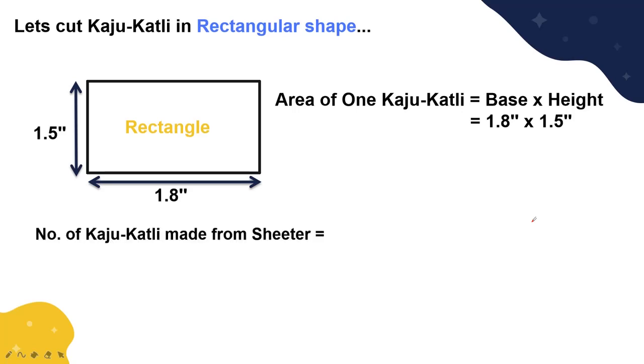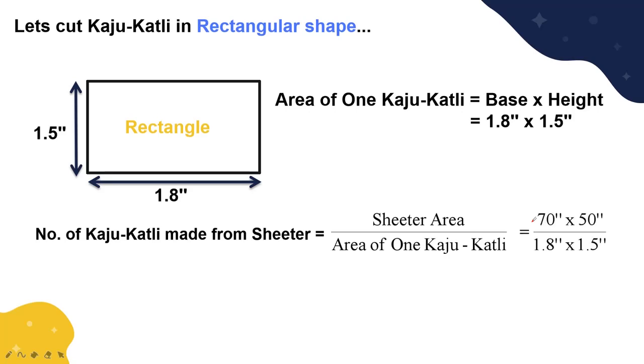So how many Kaju Katli can we make from the sheeter? It is nothing but the sheeter area divided by the area of one Kaju Katli. It's simple math. So if we put 70 inches by 50 divided by 1.8 times 1.5, let's see what we get. 1296 pieces. Wow, we can make so many pieces from the sheeter in the shape of a rectangle.